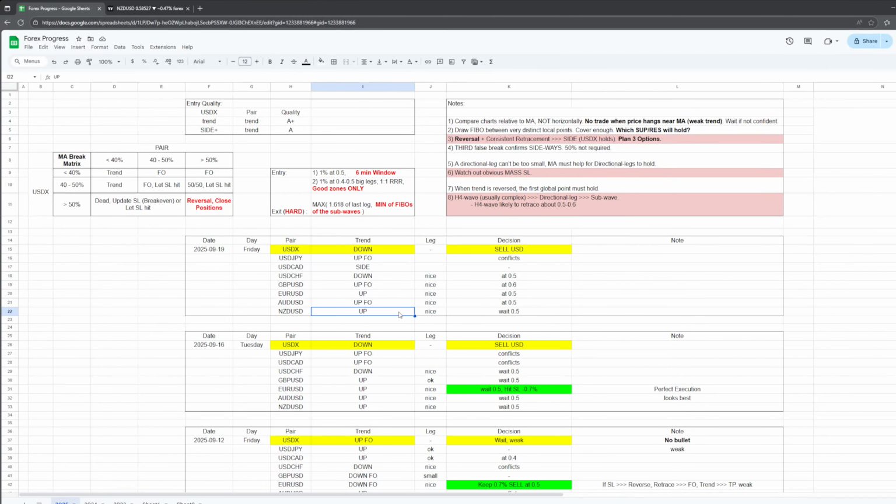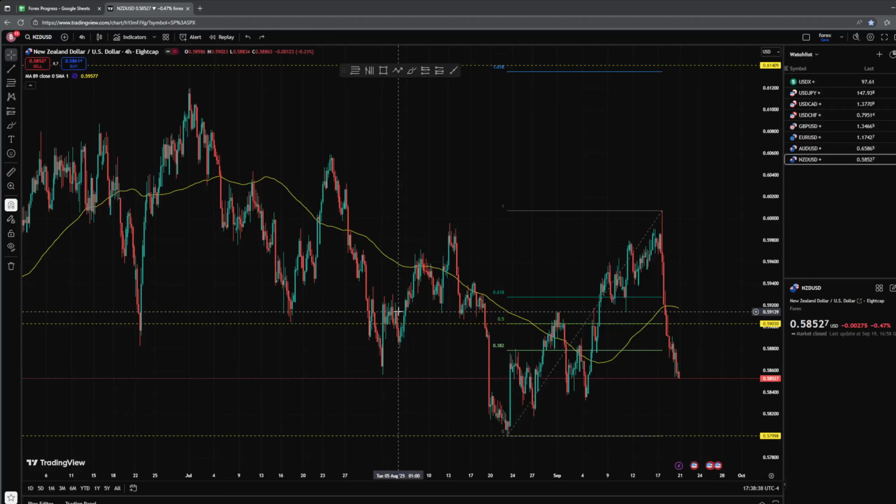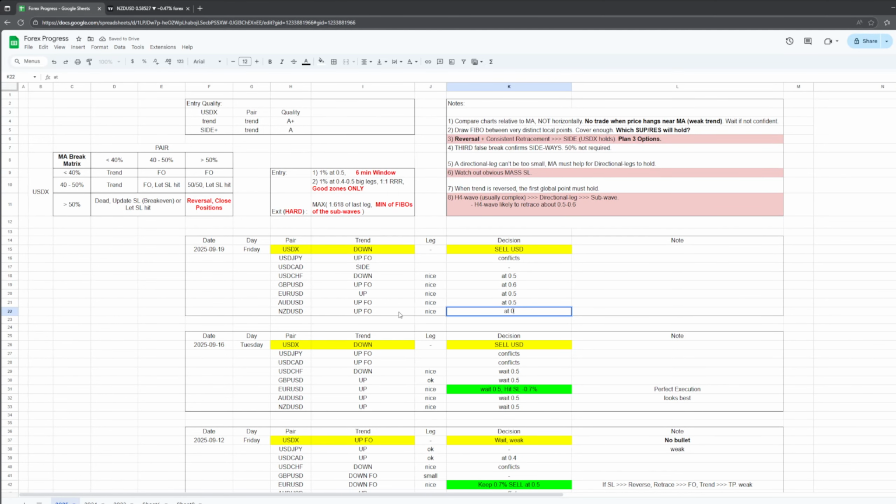New Zealand dollar USD trend is up with the fake out. Market is around the 70% retracement. That's fine. I bought, risking 0.6% of my account, at 50% retracement. So that is a perfect execution of my trading system. So let's write it down.